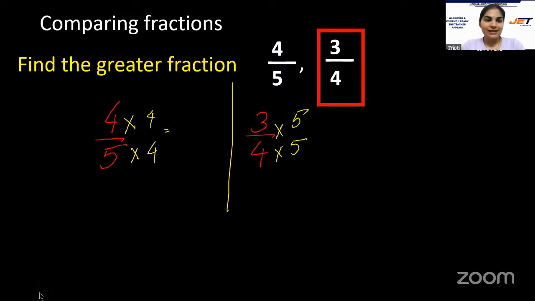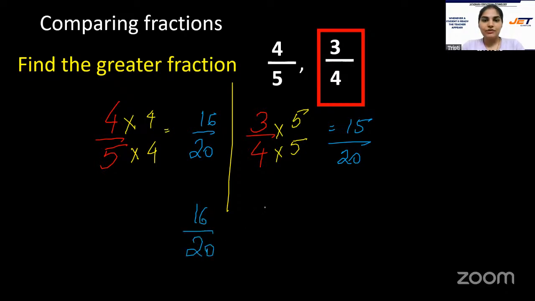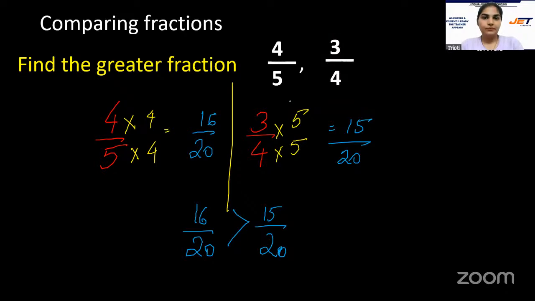Now here, I can see that this time the denominators are 4 times 4 is 16, 5 times 4 is 20, 3 times 5 is 15, 4 times 5 is 20. I got 16 by 20 and 15 by 20. So now the denominators are same. I can say that 16 by 20 is greater than 15 by 20. So this is the answer. 4 by 5 is greater than 3 by 4.